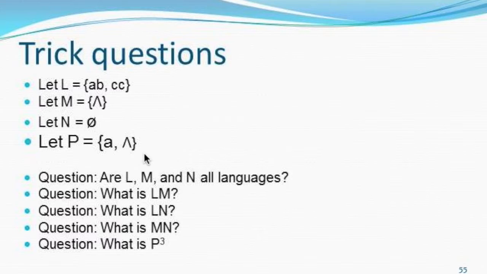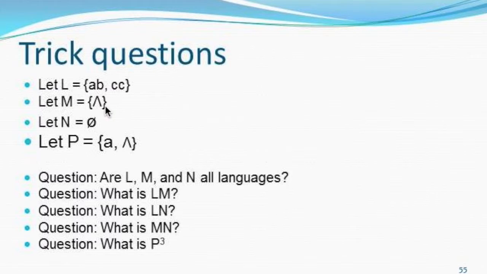The truth is they're easy if you know your definitions. So if we define L, M, N, and P like this, the first question is, are L, M, and N all languages? Well, look at your language. What's a language? A language is just a set of strings. Well, L is a language because it's a set of strings.